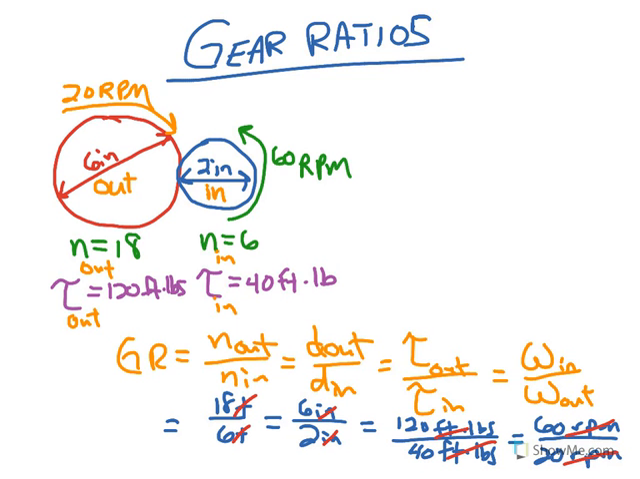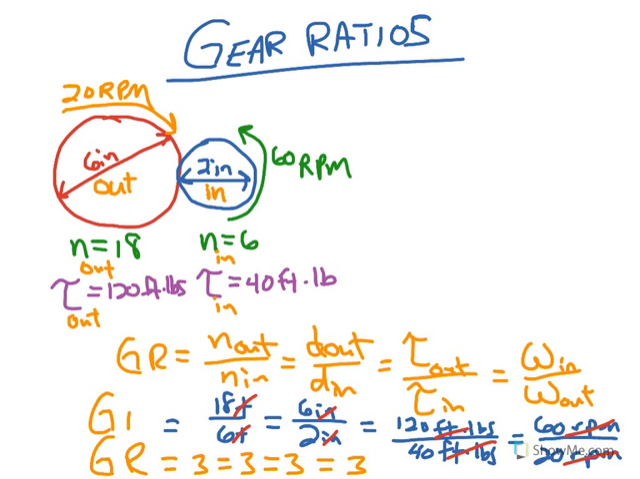18 divided by 6, that's 3. 6 divided by 2 is 3. 120 divided by 40 is 3. 60 divided by 20 is 3. We can conclude from this that the gear ratio is 3 to 1.